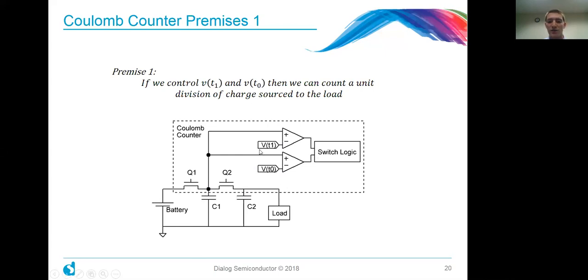So if we have some way to control those thresholds, namely analog comparators, then we can dictate premise one, such that VT1 and VT0 are always contained to a known value so that we can build some assumptions off of that.